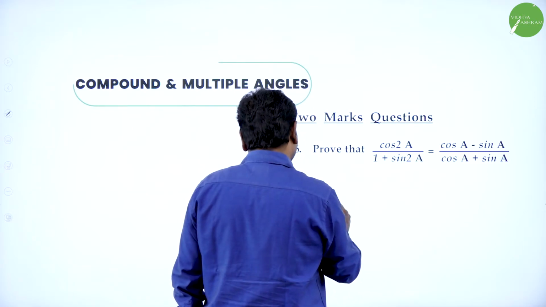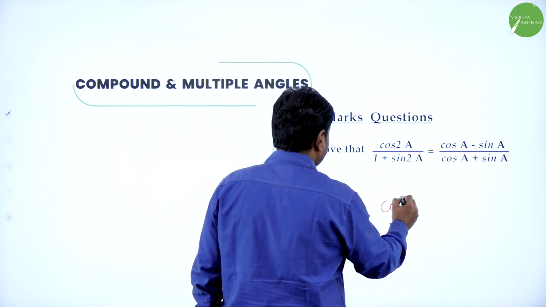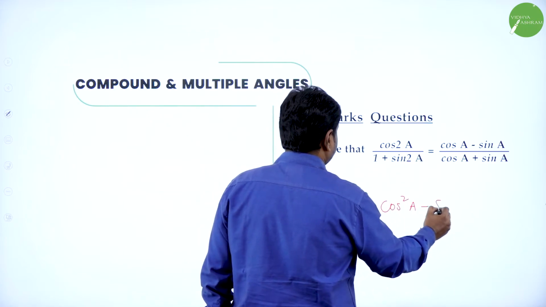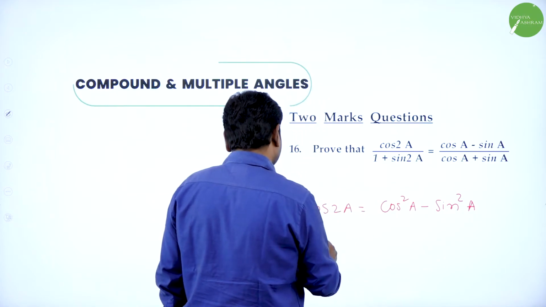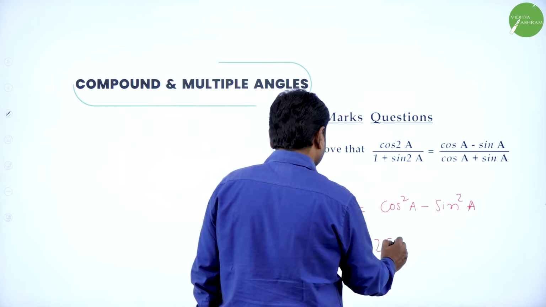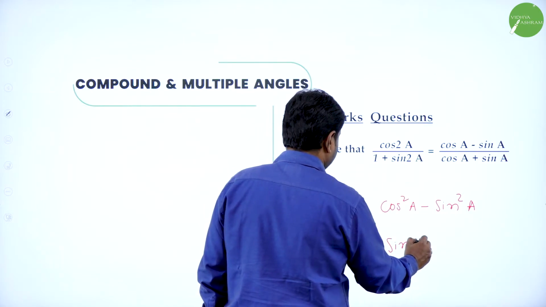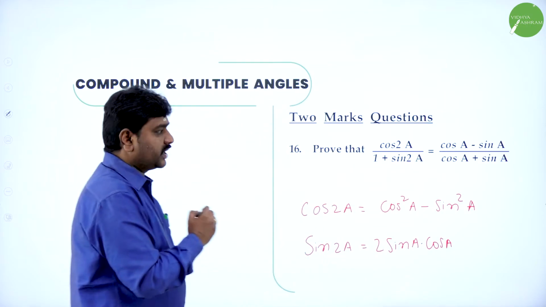So cos 2A formula all of you know. Cos 2A can also be written as cos square A minus sin square A, we can use this. And sin 2A formula, you know what is sin 2A? Sin 2A you can write as 2 sin A into cos A. Now we'll use these two multiple angles to solve. So we'll take LHS.